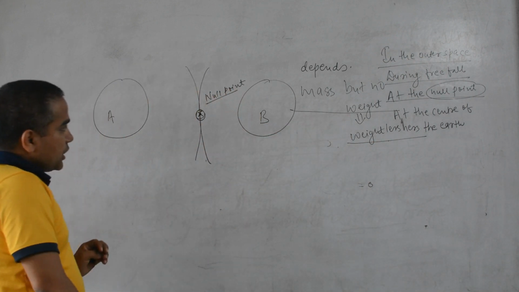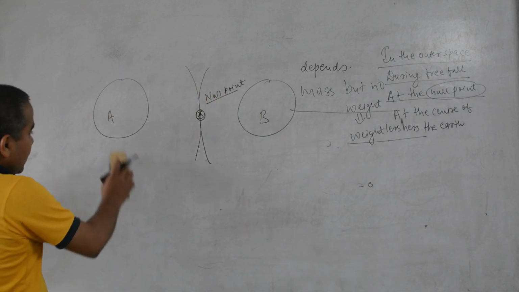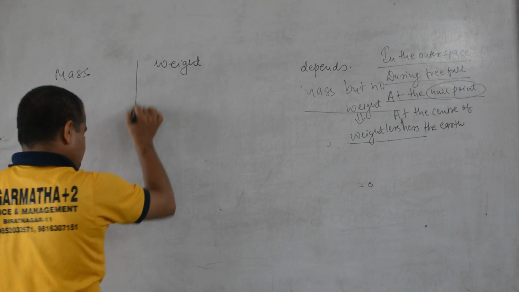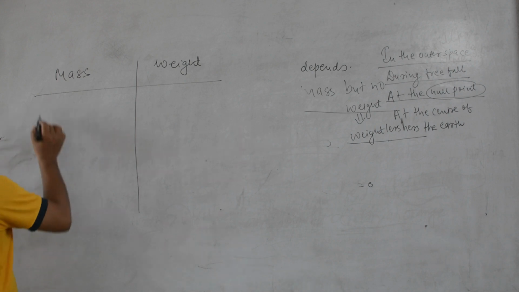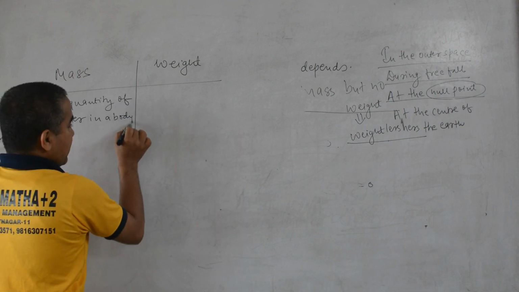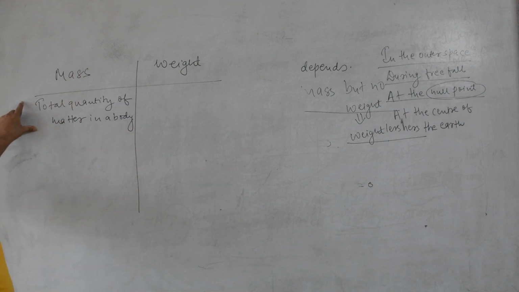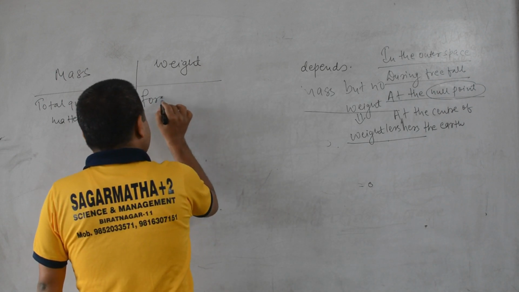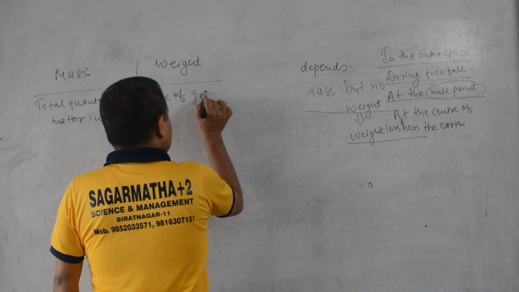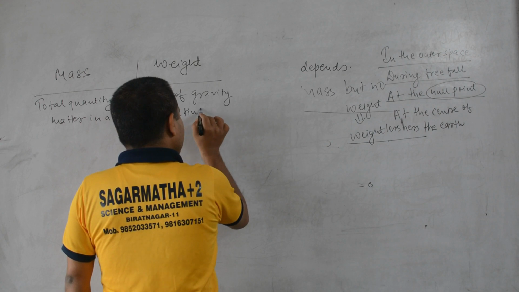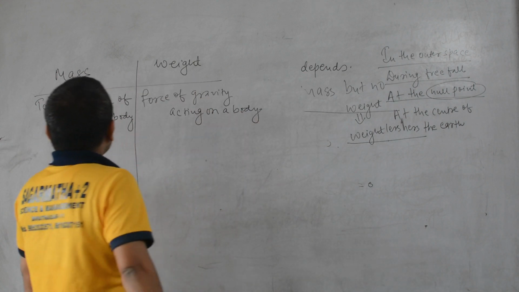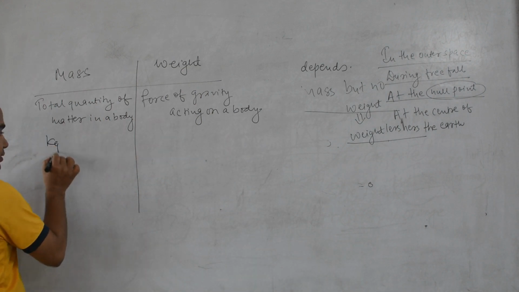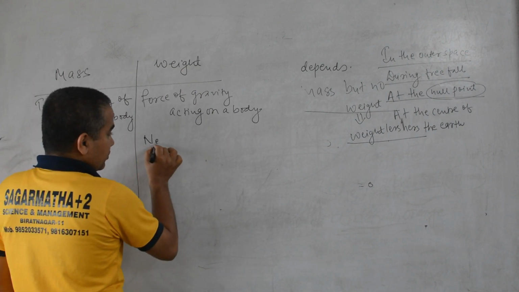So after this discussion, now I would like to add a little bit more. This difference I would like to state. Mass is the total quantity of matter contained in the body. So actually it depends upon the number of atoms present in a body. But weight is the force of gravity acting on a body. The SI unit of mass is kg. The SI unit of weight is Newton.